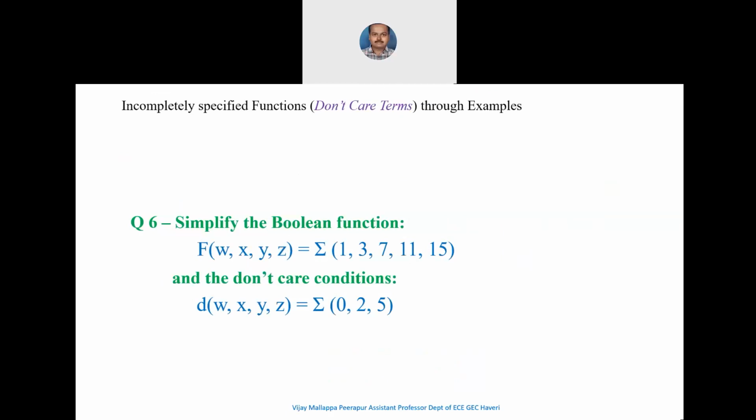Simplify the Boolean function, which is given as F, a function of input variables w, x, y, z. For the minterms 1, 3, 7, 11, 15, it is 1, right? And the don't care conditions are for the minterms 0, 2, and 5. Everyone note this down. Since there are four variables, draw the four variable K-map.